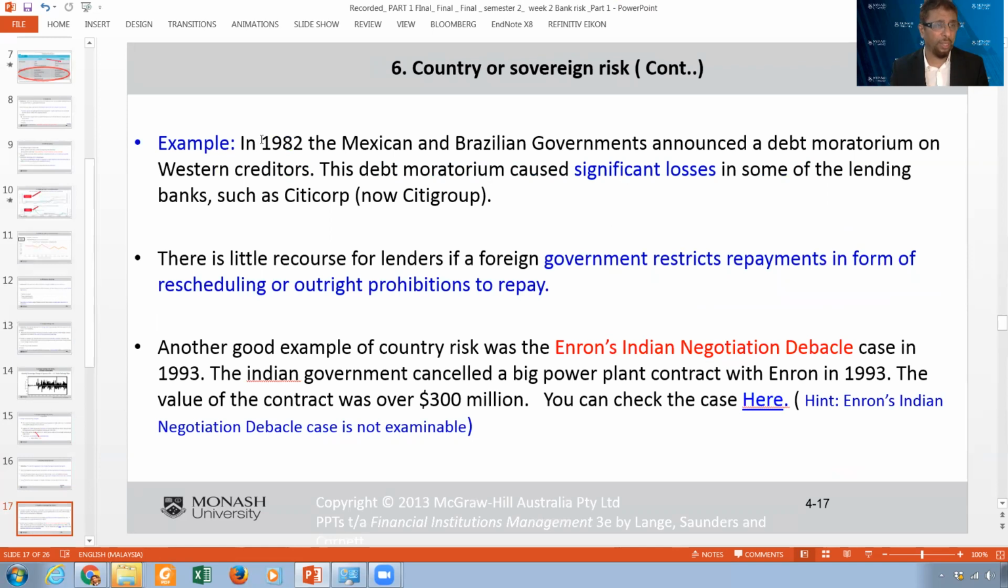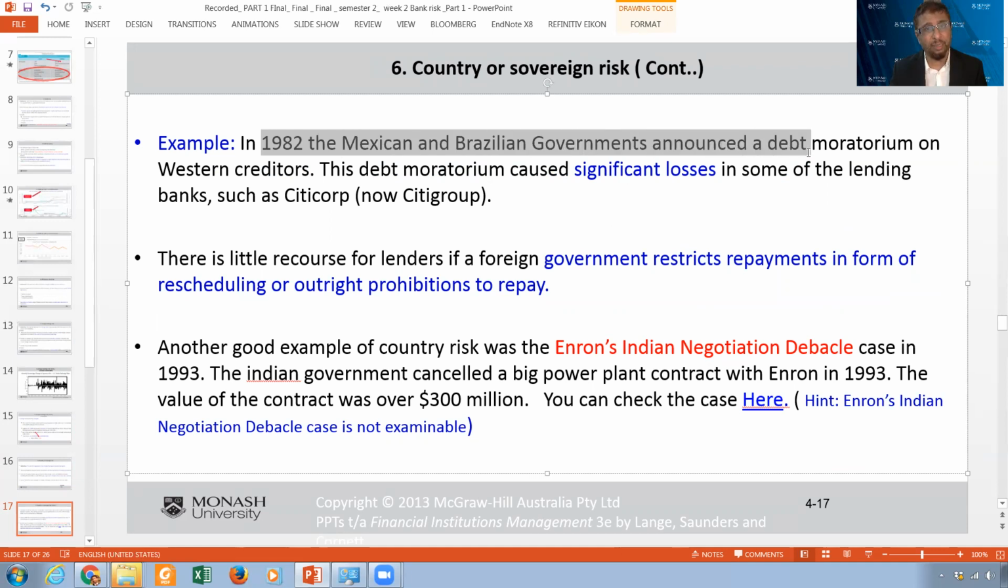This is a long time ago, in 1982, when the Mexican peso problem happened. In 1982, the Mexican and Brazilian governments announced a debt moratorium on Western creditors, which means they stopped paying the principal and the interest. Those huge debts to those governments actually created significant losses for huge banks like Citigroup.